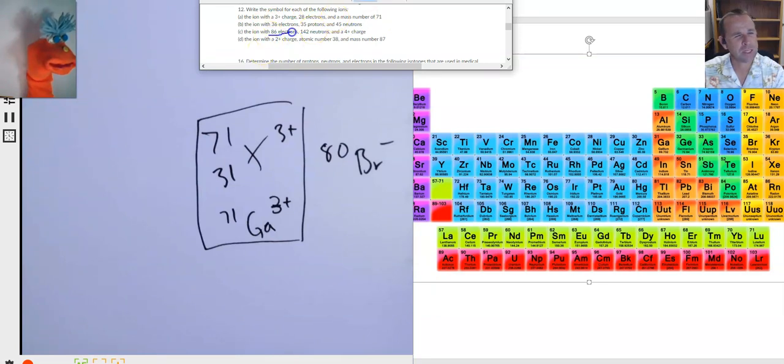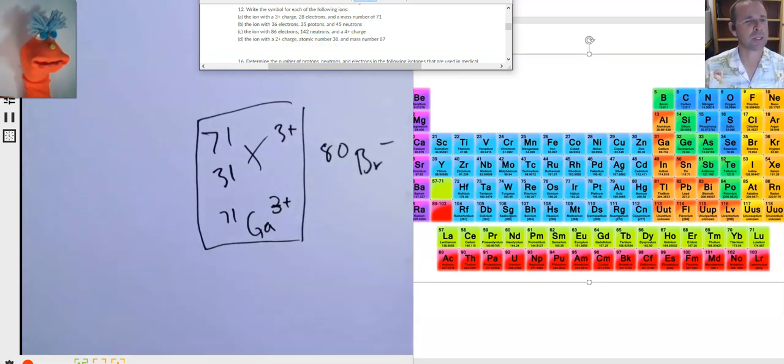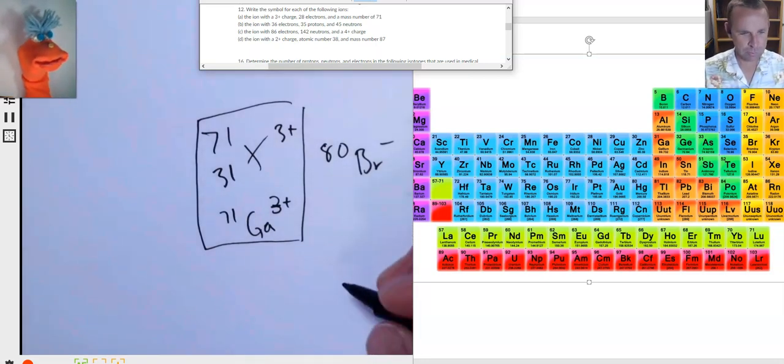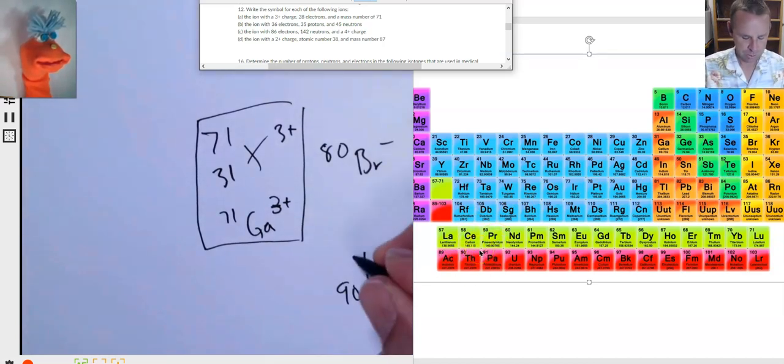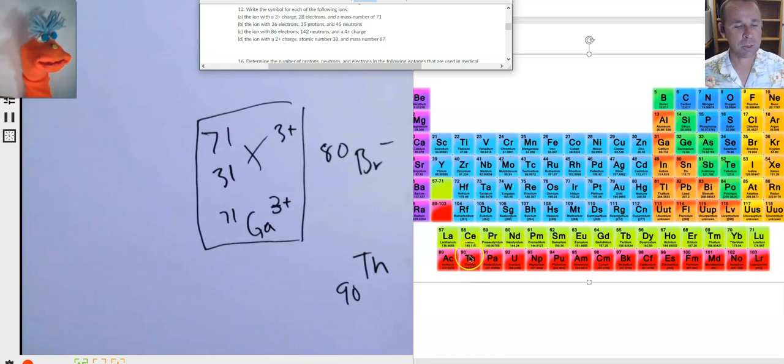The ion with 86 electrons, 142 neutrons, and a +4 charge. So, how many protons if we have a +4 charge? Is it 4 more? That's right, 4 more than what? Then the electrons, 86, so 90. Very good. So our atomic number is 90. We can look for that down here. There it is, thallium. Thallium, atomic number is 90.